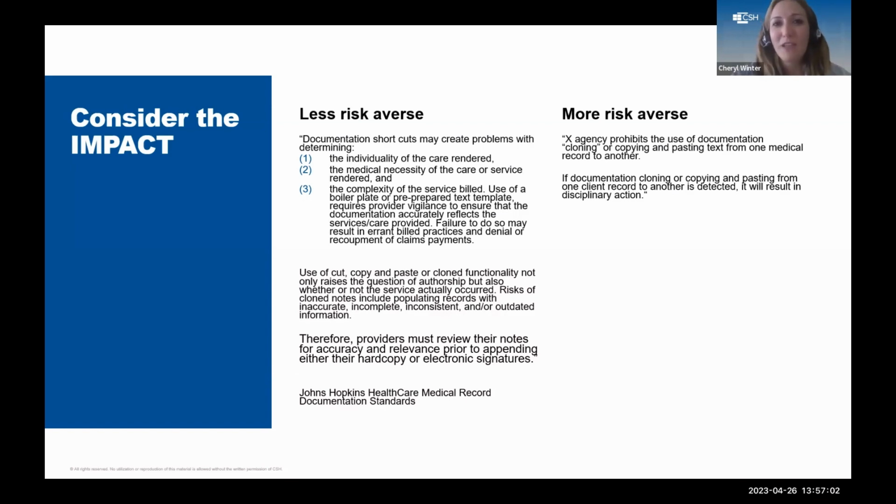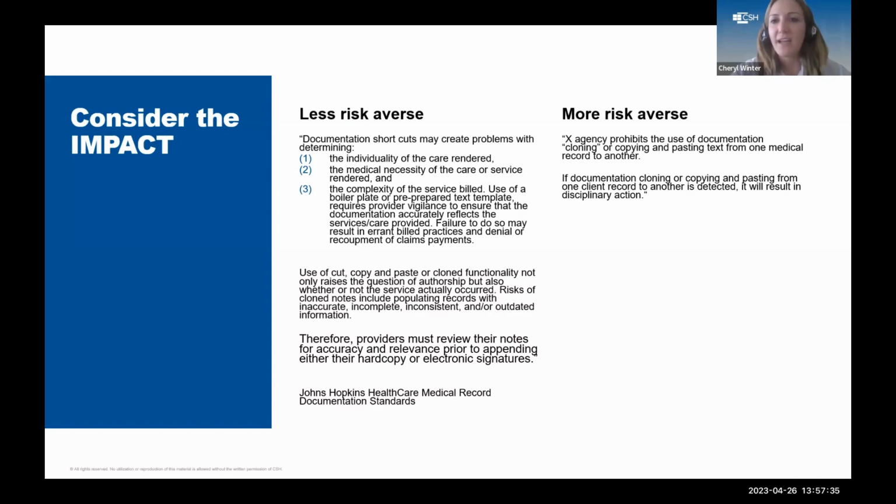Cloning a document or cloning a health record, when we think about healthcare compliance, different agencies' policies look at it slightly differently. So nowhere have I ever seen it encouraged. I've only seen it discouraged or prohibited. But I think the difference between this less risk-averse policy on the left and the one on the right is what it will mean for the staff member and ultimately possibly for the client.